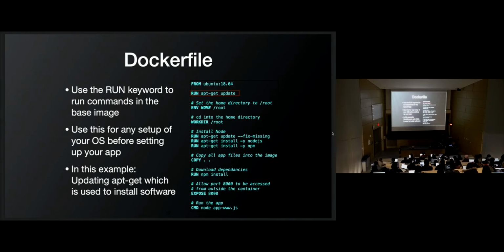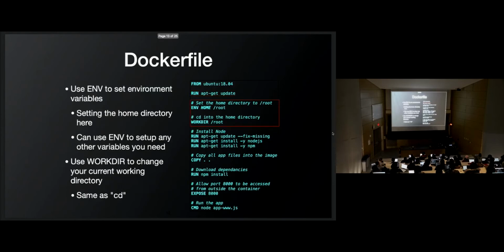So you're going to use the RUN command and then use that to run anything that you would type in the command line from a fresh install of Ubuntu to be able to get everything set up. So anything you would type: okay, I have a fresh install of Ubuntu. What do I need to type to get my app running? That's what you're going to put in the RUN commands. So I want to update. I want to do a few things.